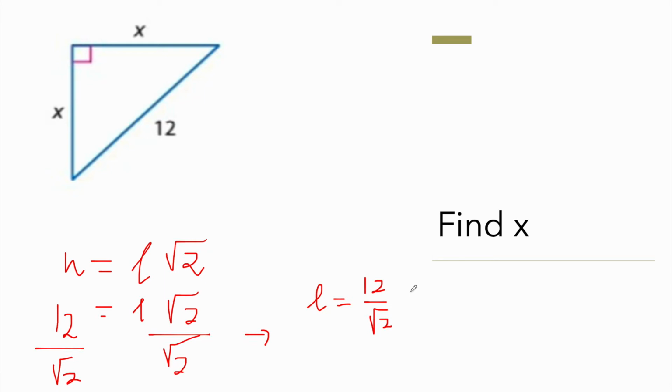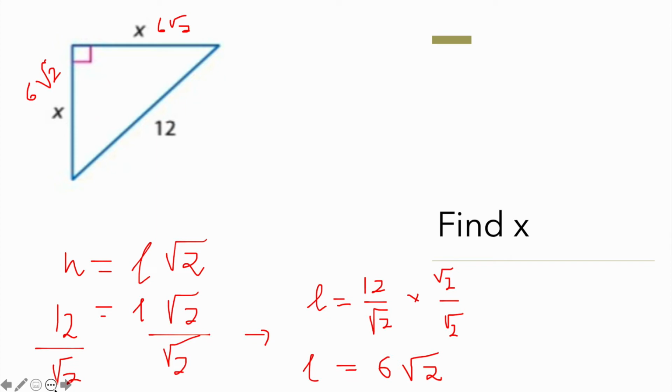We don't like to have the square root at the bottom, so we will rationalize. Multiply it by root 2 over root 2. Our length will be equal to 6 root 2. So this is the value of x. That means this is 6 root 2 and also this is 6 root 2. I hope this helps you.